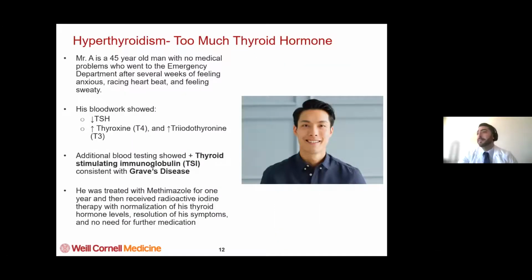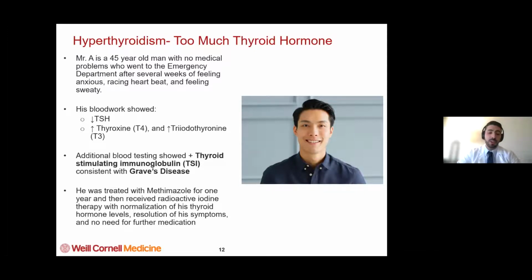So back to our patient, Mr. A. After his initial blood work was consistent with hyperthyroidism, additional blood testing showed that he had a positive thyroid stimulating immunoglobulin, or TSI, that was consistent with Graves' disease. He was treated with methimazole for 1 year. And a side note related to that is many patients, when they're diagnosed with Graves' disease, if they're treated with antithyroid medications, methimazole or PTU, for 12 to 18 months, can actually go into remission.